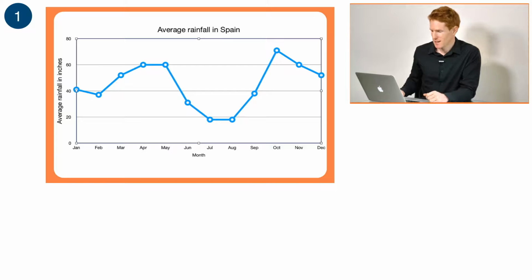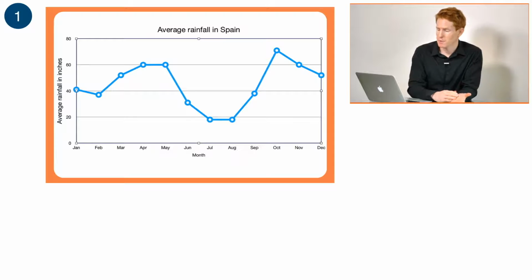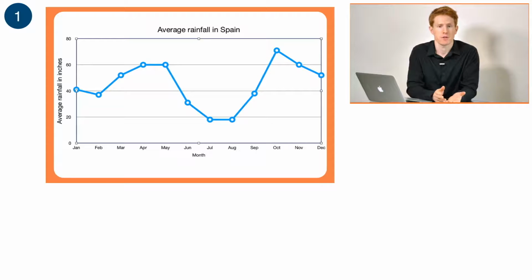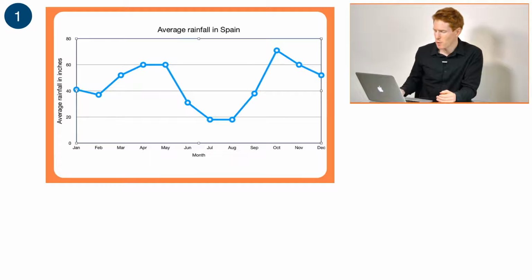So for this quiz, we're going to be using this. It's a line graph and it shows the average rainfall in Spain. So on the y-axis we have inches and on the x-axis we have months of the year. Let's start the quiz. So, question 1.